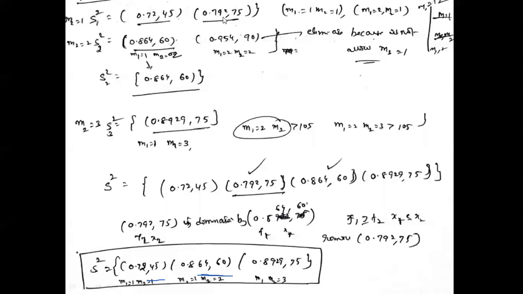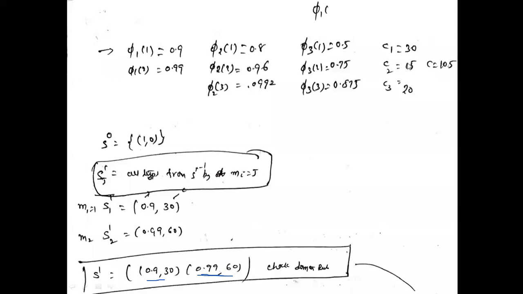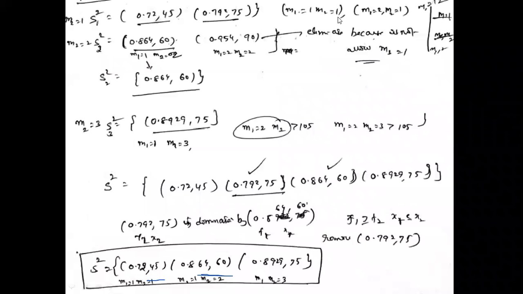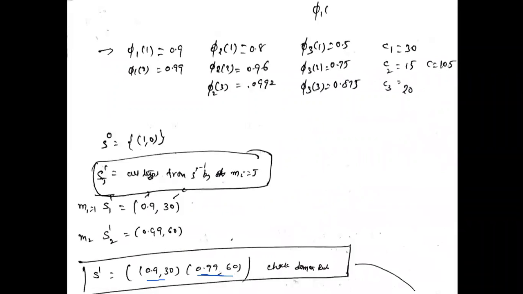Next, (0.79, 75). How are we getting 75? In the first stage, two devices means 30 plus 30, 60, plus in the second stage we are taking a single device, that means 15. So 30 plus 30 is 60, plus 15, 75. Next, how are we getting 0.79? It means in the first stage you are taking two devices, so the reliability of the first stage with two devices is 0.99. In the second stage it is 0.8.